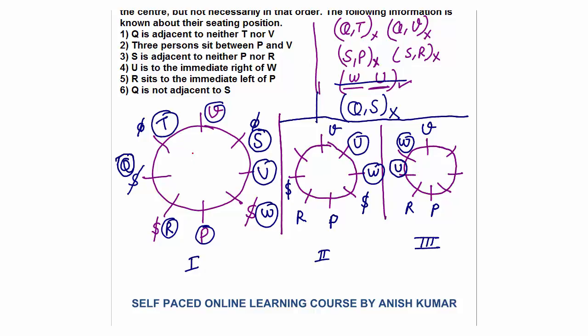Now is this a correct diagram? No, because you can see that Q and T are not together. So the first diagram is wrong. This is not a valid diagram. This is the wrong diagram. Look at the second diagram.